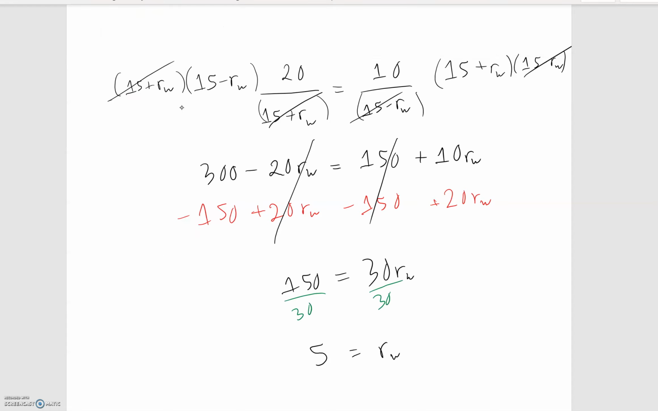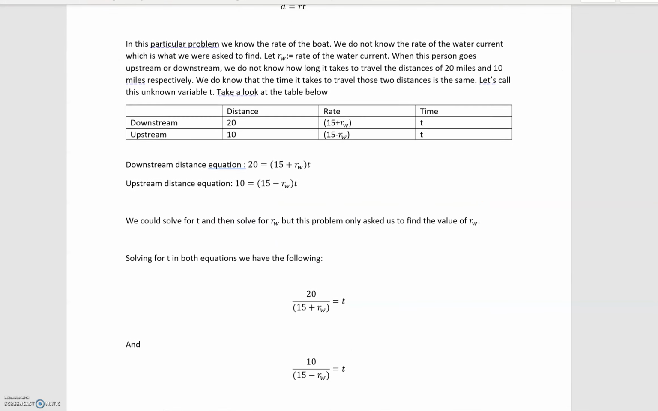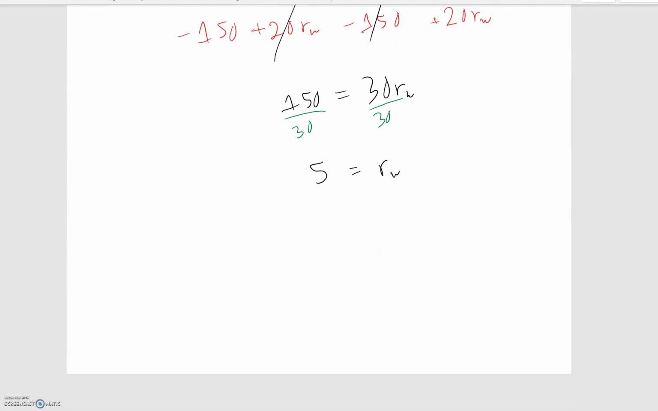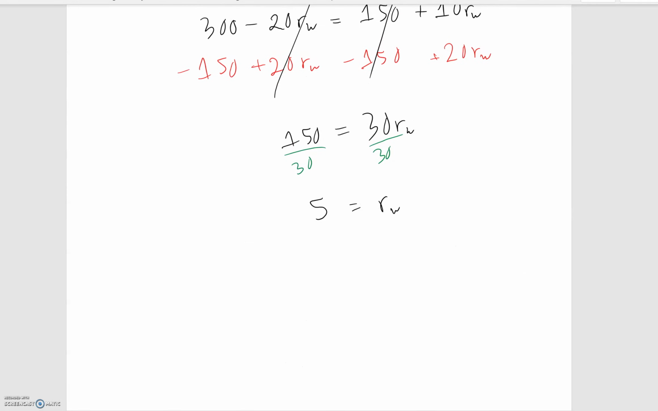But I'm going to write down the units here because this is a word problem. The rate of the boat was in miles per hour, so this r sub w, the rate of the current, will also be in miles per hour. So our answer here is 5 mph.